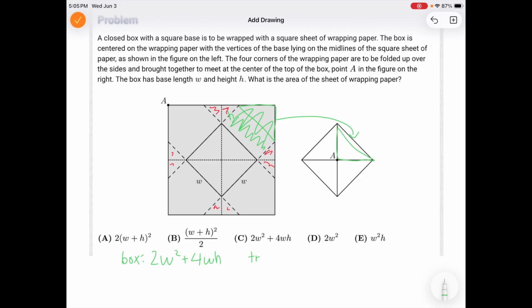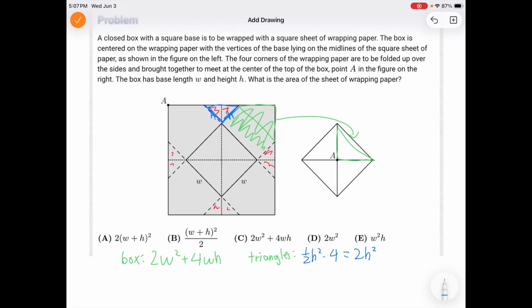And then the triangles. Well, we know that this is H and this would also be H because that's the height of the box. So that's essentially the base and the height of this triangle. So the area of that would be 1/2 H squared, and then there are four of these triangles, so you multiply by 4 to get 2H squared.